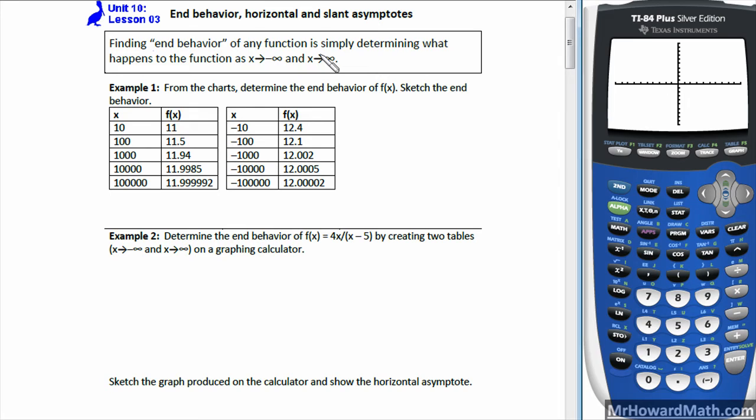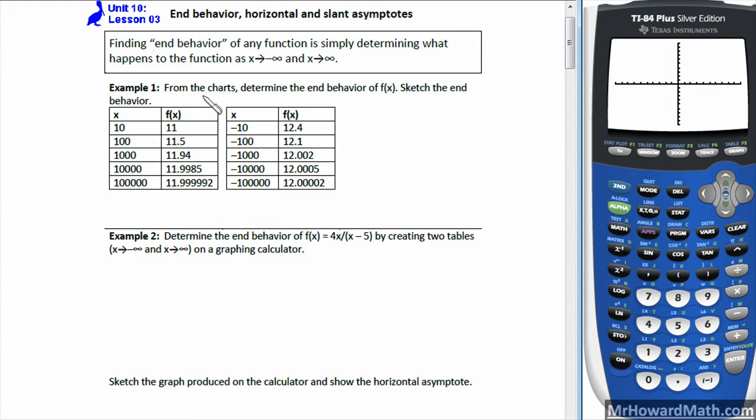But the end behavior of any function is simply determining what happens to the function as x approaches negative infinity. That's how we read the symbols there. And where x approaches positive infinity. So in other words, all the way to the right on the graph and all the way to the left. That's what we're looking at. What happens to the function values as x approaches either negative or positive infinity.